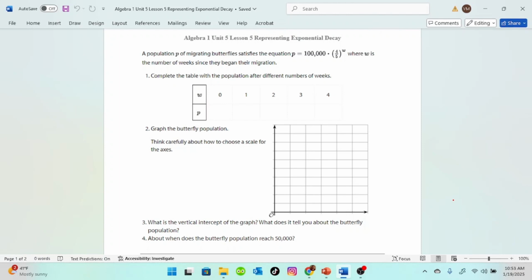So, this is that a times b to the power of x format that they were talking about in the learning targets. This number that's by itself is the initial amount. And then this number that has the exponent is going to be the growth factor that we multiply by each time. So if the initial population is 100,000, then 0 weeks after they started, our amount would be 100,000.